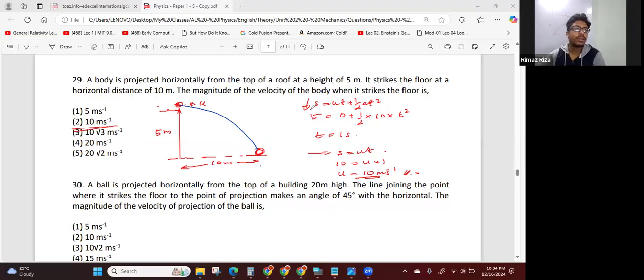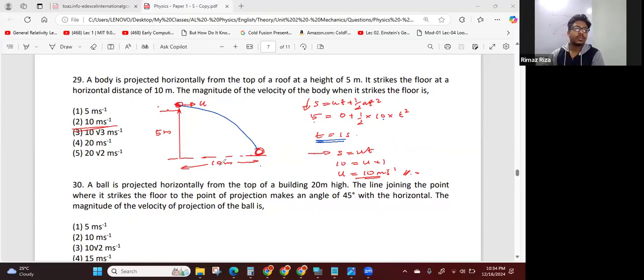First, we can apply vertically downward s equals ut plus half at squared. The vertical displacement is 5, initial velocity is 0, plus half into 10 into t squared. If you simplify, you get t equals 1. Then the horizontal component is constant. It won't change throughout the motion because there is no force acting in the horizontal direction. According to Newton's first law, this velocity component remains constant. Therefore, it's zero acceleration, so the half at squared term drops and it's only s equals ut.